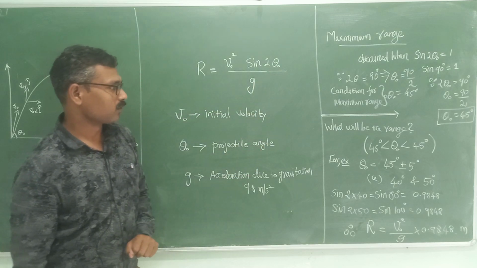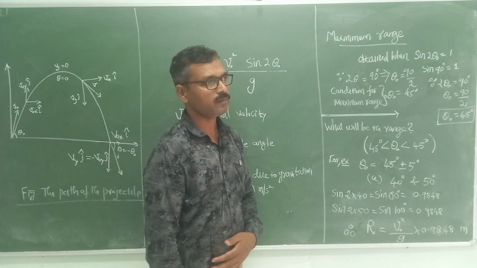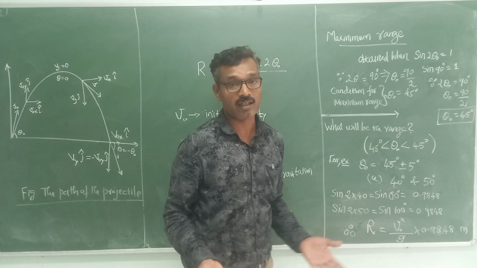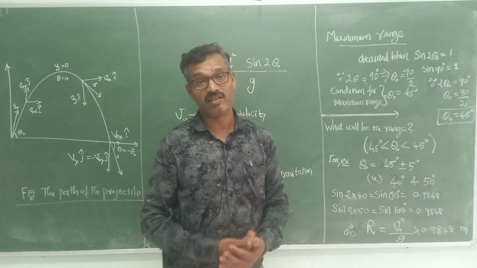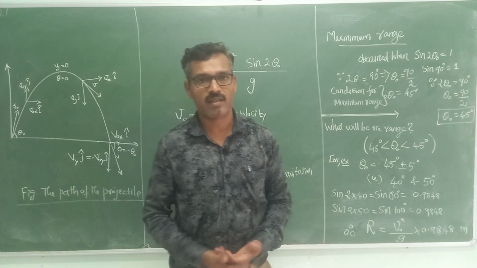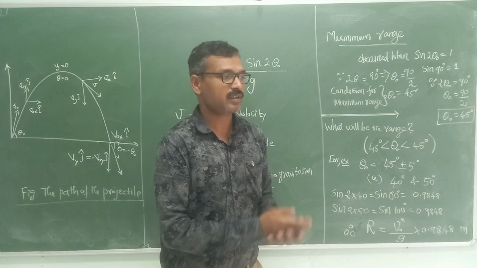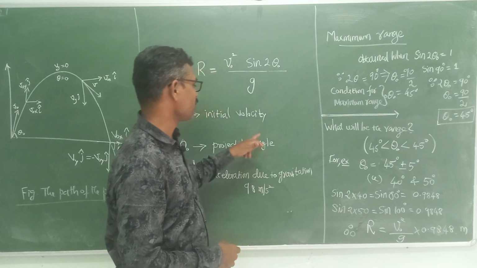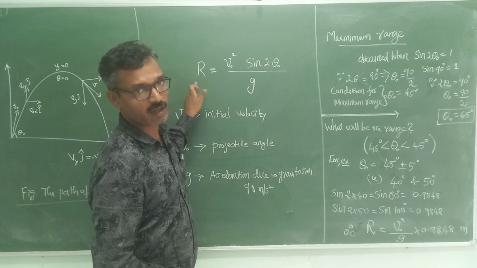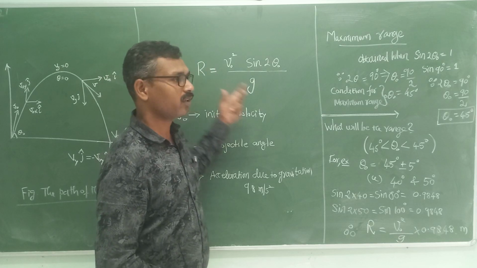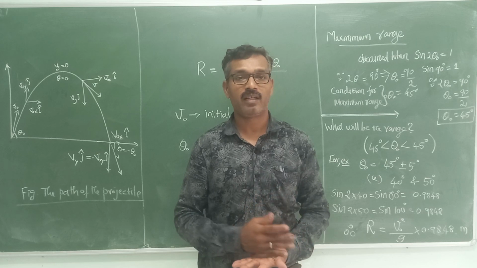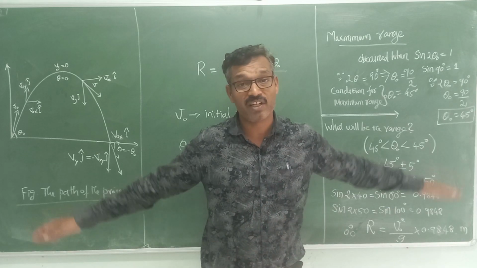So I have one question. I am not changing the velocity which we give initially. If I change the angle theta naught, what will happen to my range? Before that, I want to know at which angle the projectile object can travel the maximum range.